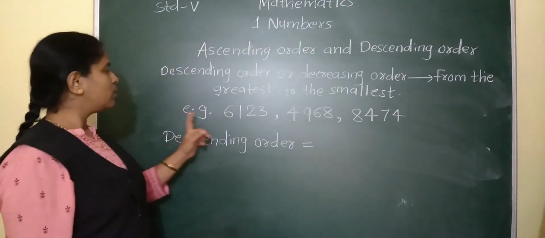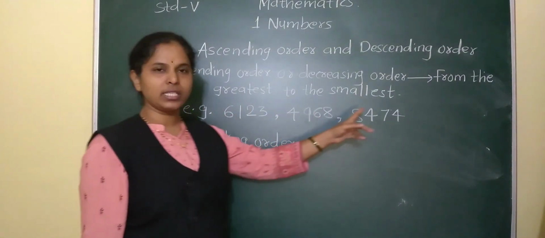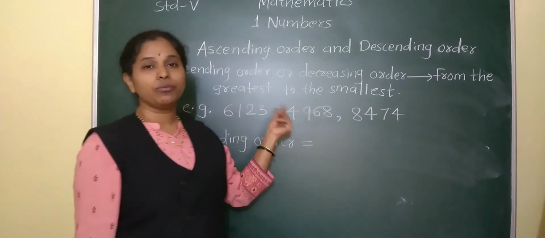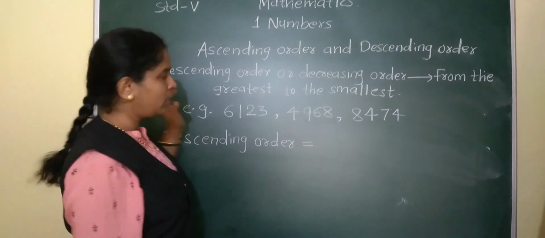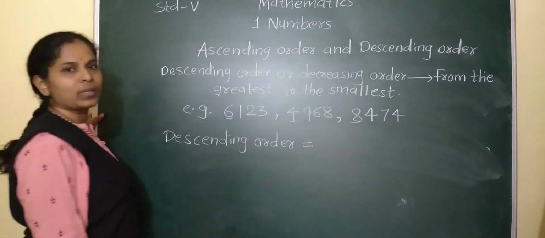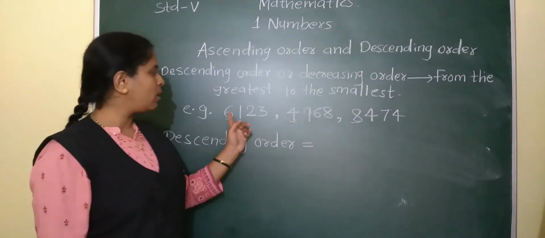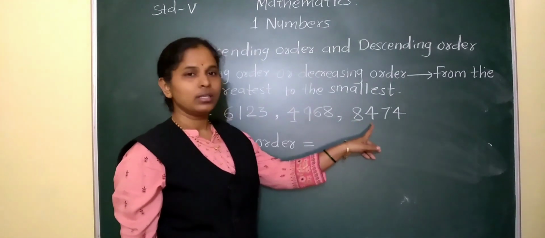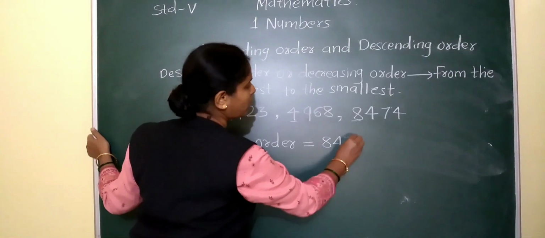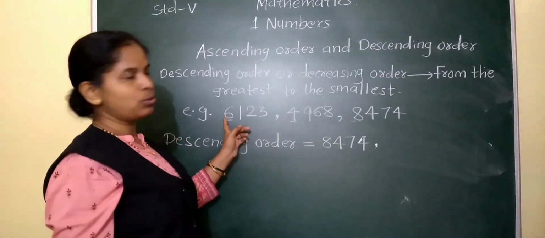Now here again, see, the number of digits is the same, 4 digits are there. Then what do we have to do? We have to compare each digit given in the number. Now see, first digit: 6, 4, 8. From here we can easily find out 8 is greater than the others. So this greatest number, we will write first. That is 8,474.